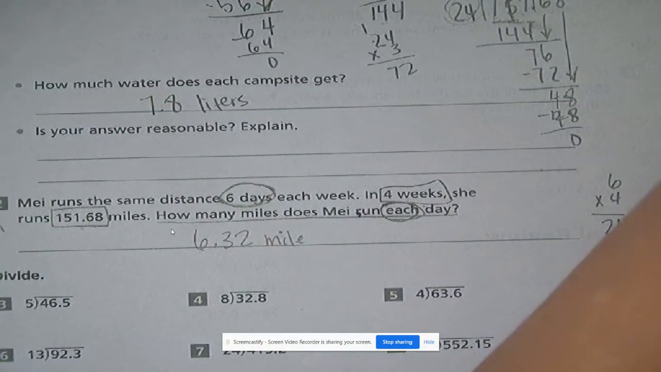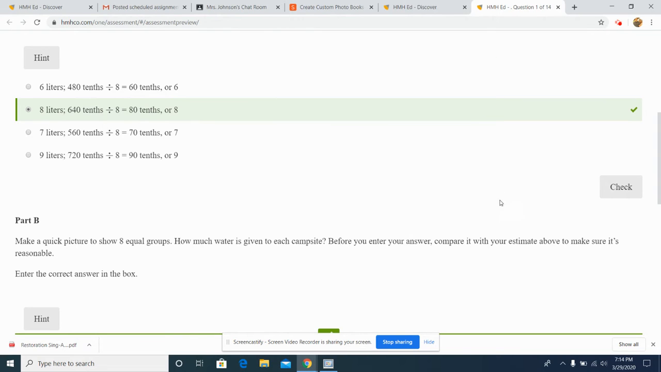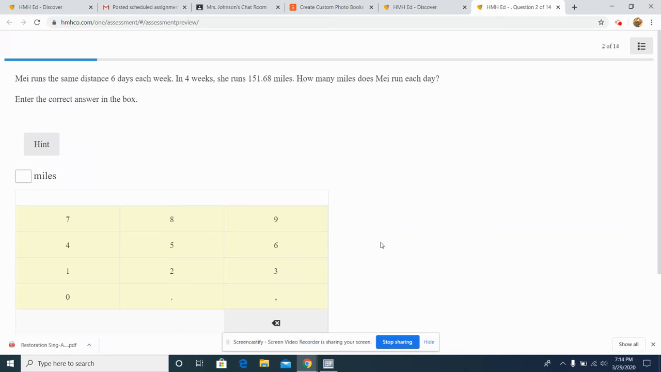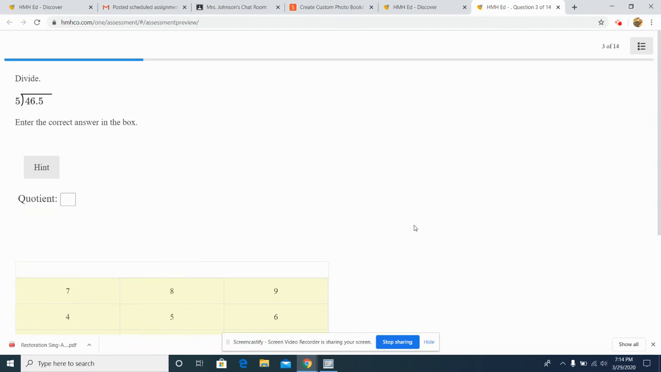Okay, so let's flip over to our assignment real quick and see if there's anything that we need to be aware of. Nope, so we just put in the answer. Okay, we're going to look at 3. And then the next 1, 2, 3, 4, 5, 6 answers, you're just going to be dividing. Okay, so 46 and 5 tenths divided by 5. Is it going to come out evenly? It ends in a 5. That gives us our clue.